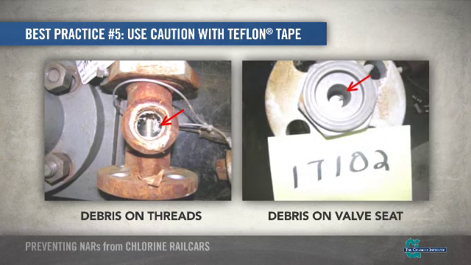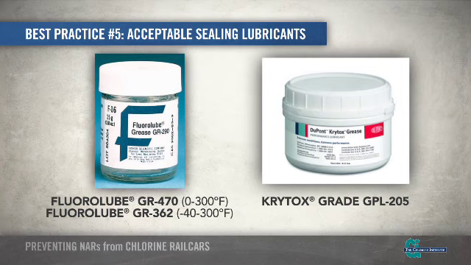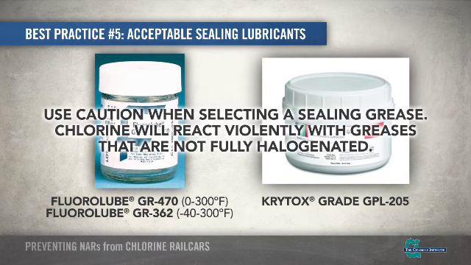The picture on the right, which looks through the bottom port into the valve, shows when excess Teflon tape can get caught between the valve seat and valve stem, which can prevent the valve from sealing properly. There are several alternatives to Teflon tape that work well. Sealing lubricants or greases compatible with chlorine are the most commonly used alternative. Use caution when selecting a sealing grease. Chlorine will react violently with greases that are not fully halogenated.